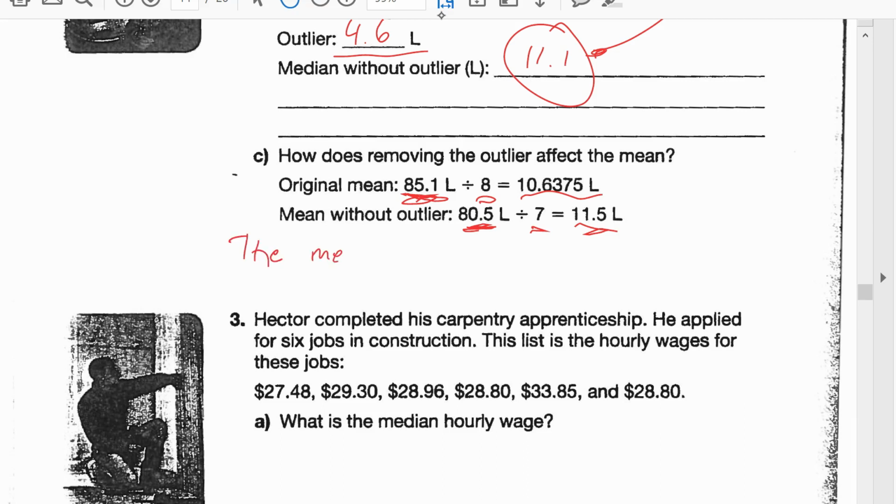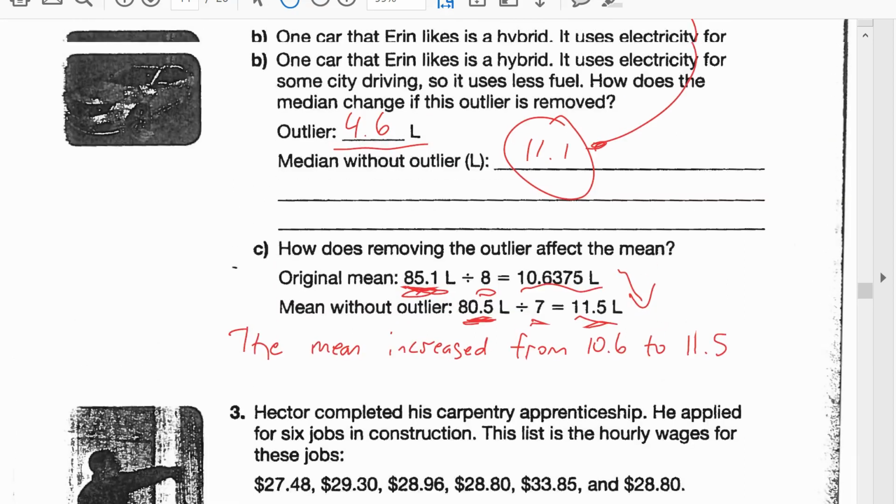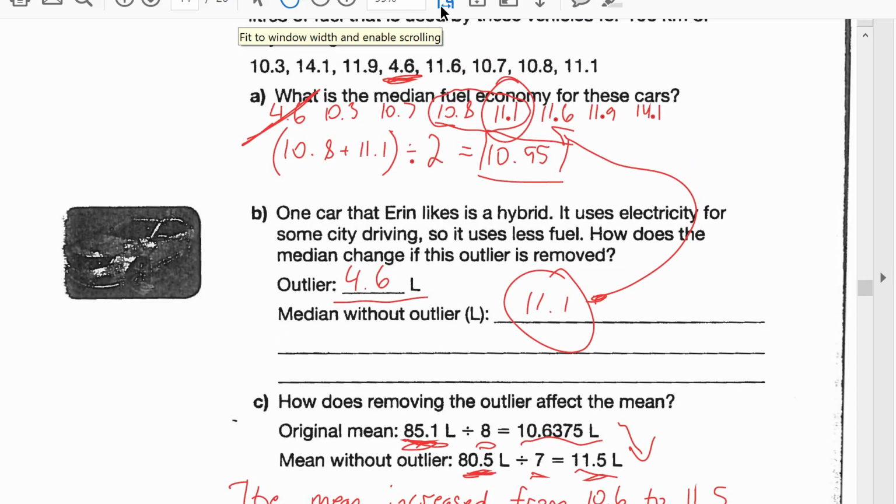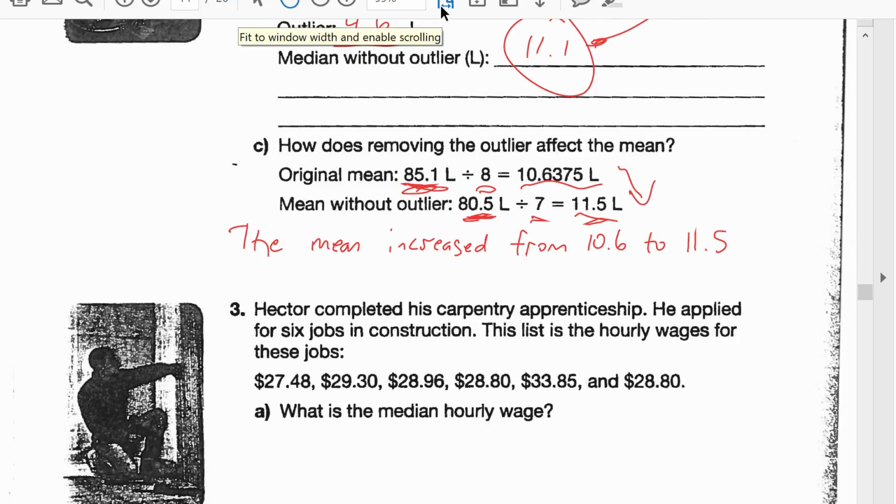So the mean increased from 10.6 to 11.5. So removing the outlier for the mean means it went up, and removing it for the median, it also went up. So that makes sense because it was small.